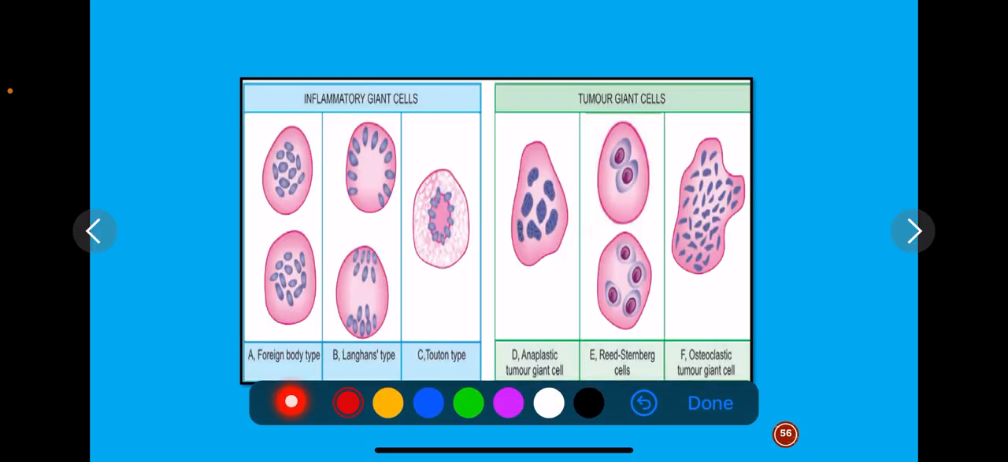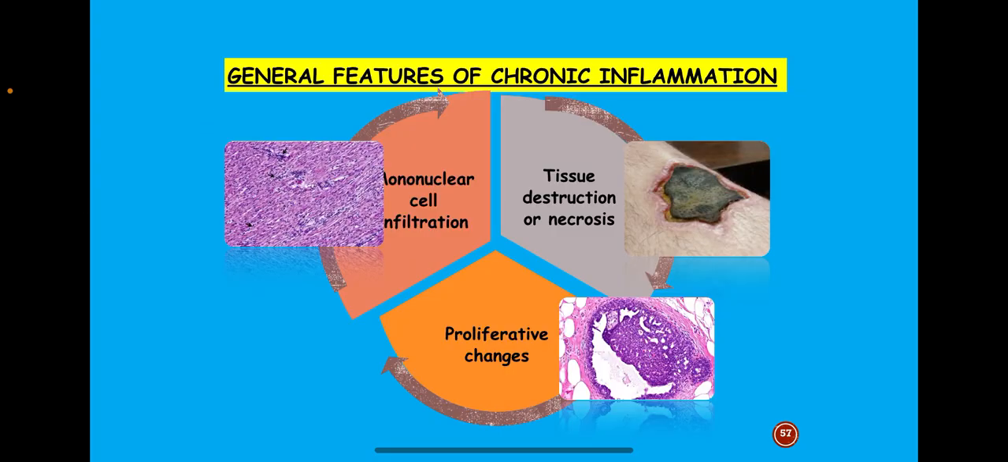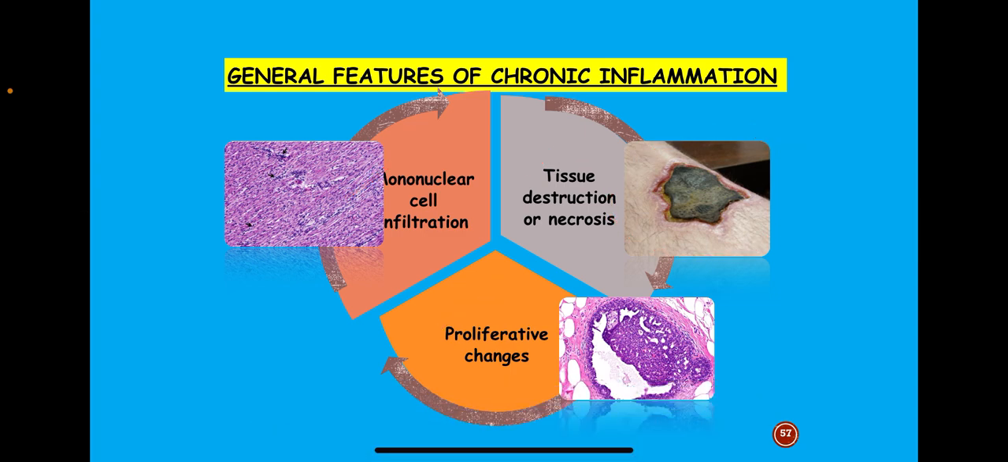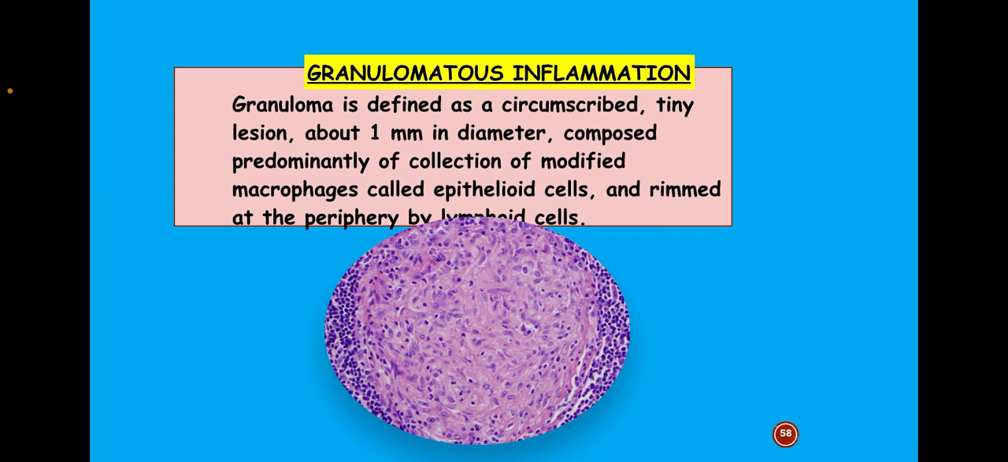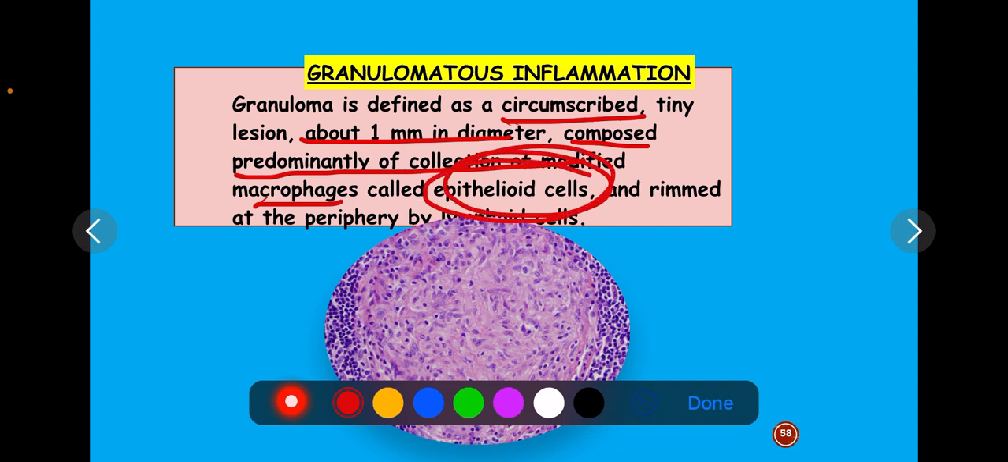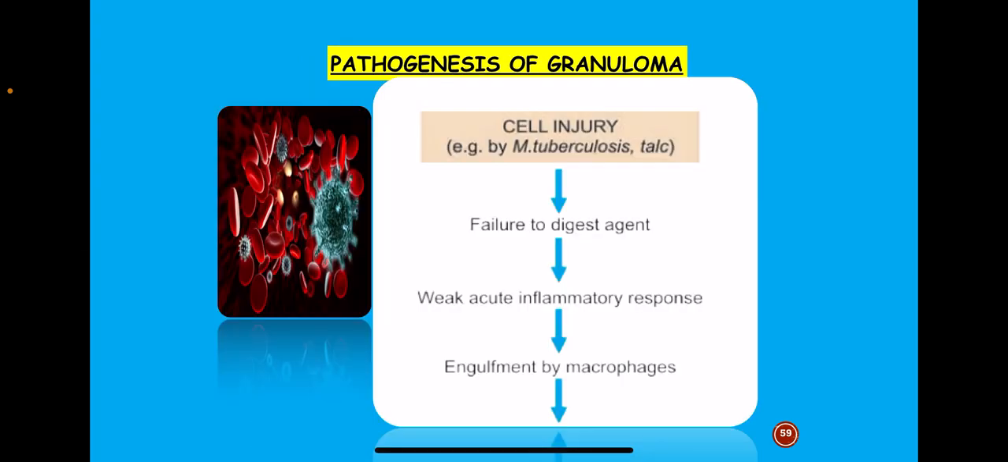Next, the inflammatory giant cells and the tumor giant cells. So just have a look. What are the inflammatory and what are the tumor giant cells? Okay. Next, the general features of chronic inflammation. So there will be mononuclear cell infiltration, tissue destruction or necrosis, and proliferative changes. Okay. So next, the granulomatous inflammation. What exactly is a granuloma? It's a circumscribed tiny lesion about 1 mm in diameter composed of modified macrophages called epithelioid cells, and rimmed at the periphery by lymphoid cells. Okay, very important regarding granulomatous inflammation.